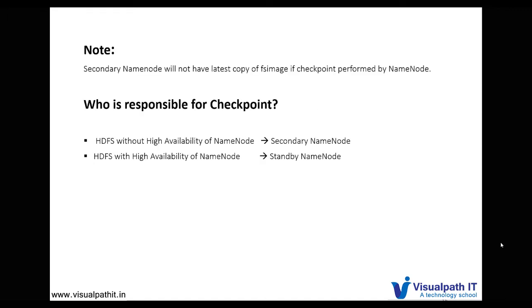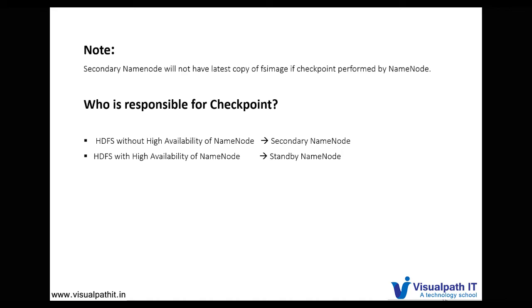Note, the secondary name node will not have the latest copy of fs image if checkpointing is performed by the name node. For example, if you restarted the name node, checkpointing is performed by the name node, so at that time the secondary name node will not have the latest copy. It has the latest copy only when checkpointing is performed by the secondary name node. It will get the latest copy at the next interval, when checkpointing is done by the secondary name node.